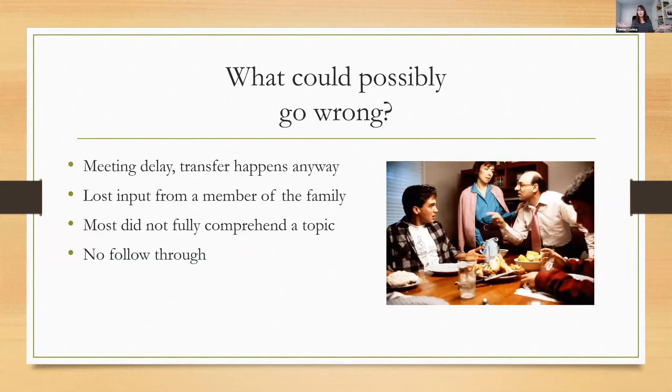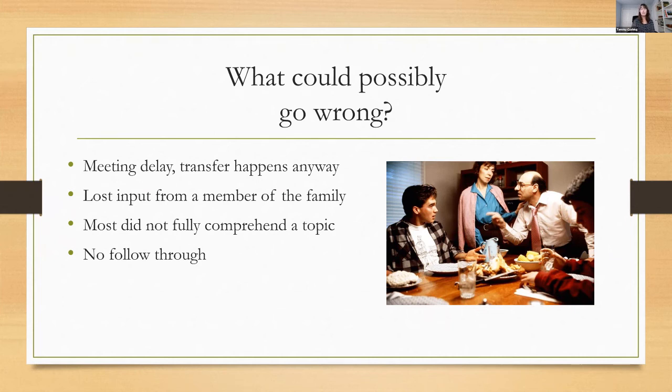What could possibly go wrong? Well, if you delay having this meeting, and I'm not suggesting you have to run and go do it this weekend, but you delay having the meeting, you dread doing it, so you keep putting it off. Maybe a critical family member passes away in the meantime, and a transfer happens, and it's going to happen the way the state says it's going to happen if you don't have a will.